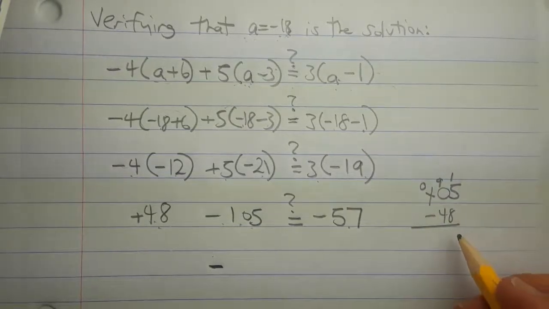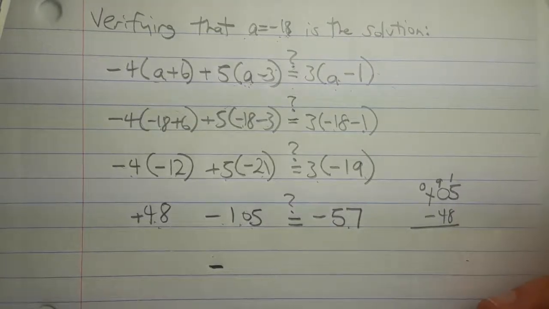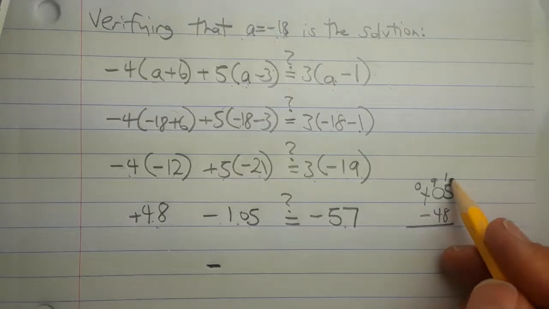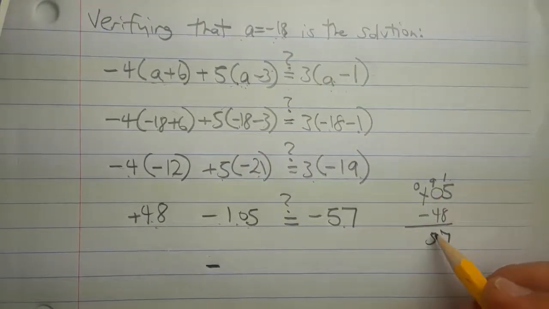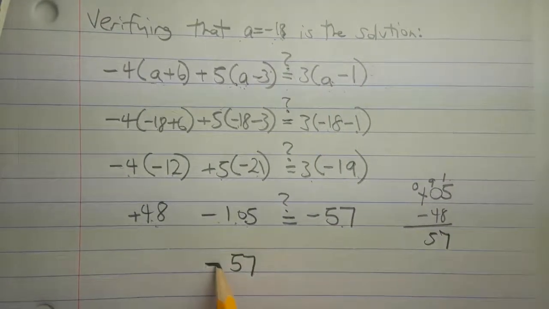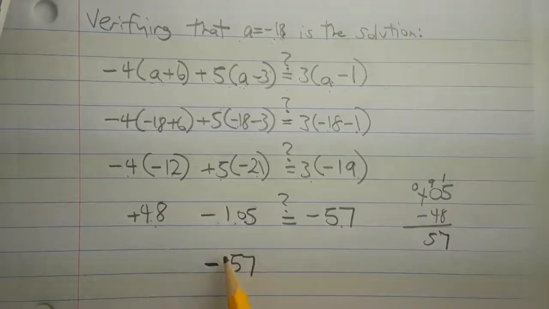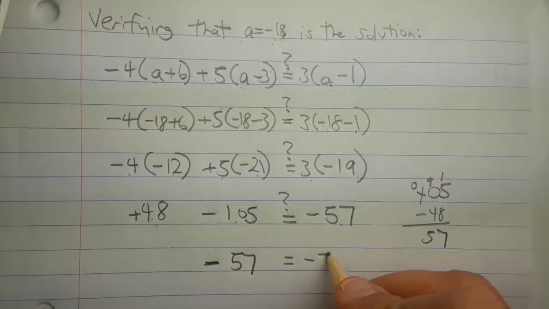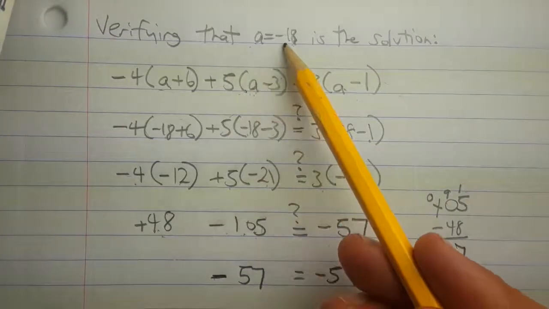I know I'm going fast, but I'm assuming if you're watching an algebra video that you know how to add and subtract integers. If not, check out one of my videos that show you how to add and subtract integers. So 15 minus 8 is 7, 9 minus 4 is 5, and we have a negative 57. Again, we have a negative here because we're combining 48 and 105, and there's more negatives than positives, so we have a minus here. And that, in fact, does equal negative 57. So we have a solution, a equals negative 18.